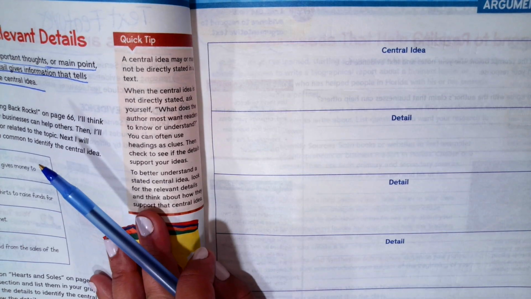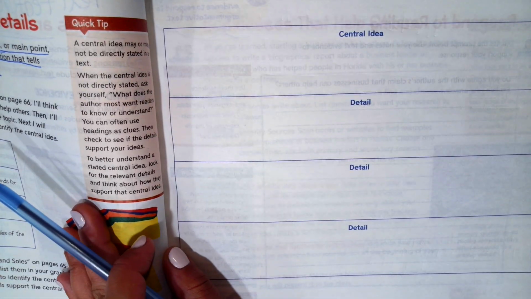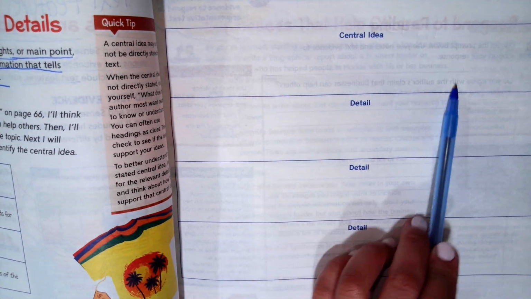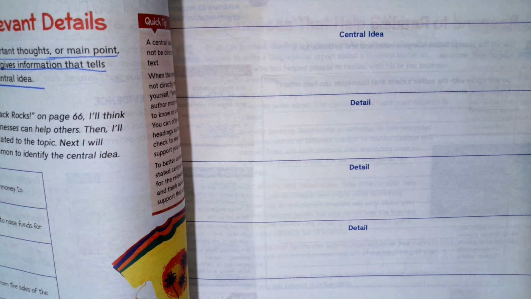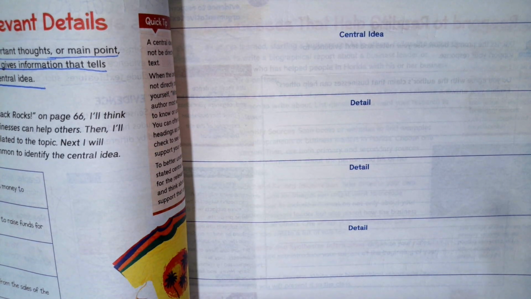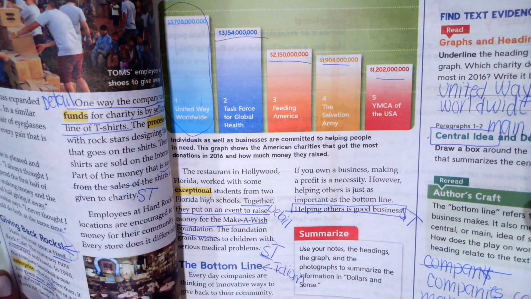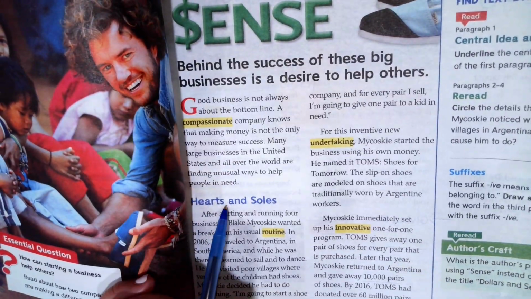All right, so we're going to go ahead on page 73 and we're going to fill out the graphic organizer that lists the central idea, what the text is about, and the details. And we are going to do it on Blake Mycoskie, since that's a story that we have previously read. Okay. So in this section, we're going to go back right here, Hearts and Souls.